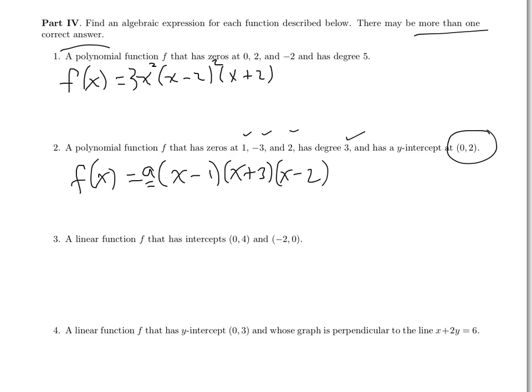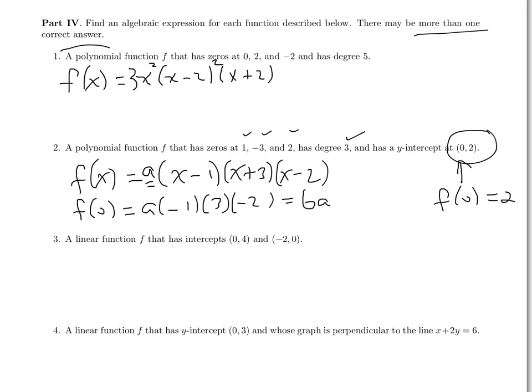And we saw this before with some of our fitting of quadratics. So the way we did that was we said, well, according to the form that I have, plugging 0 in for x is going to give me a times negative 1 times 3 times negative 2, which is 6a. According to this fact, I want f of 0 to be 2. So if I know that f of 0 is 6a, and I wish that f of 0 is equal to 2, combining those two things together tells me that a should be 1/3.